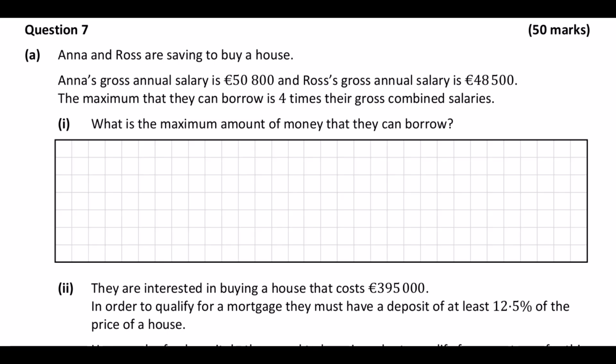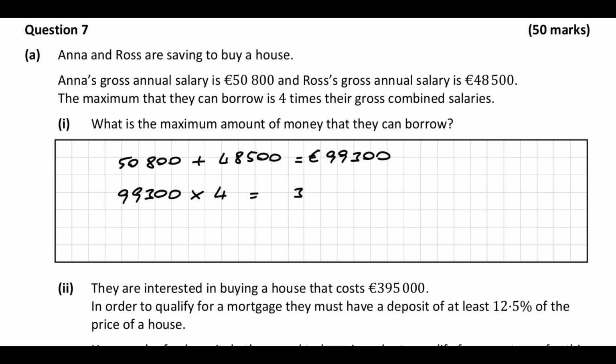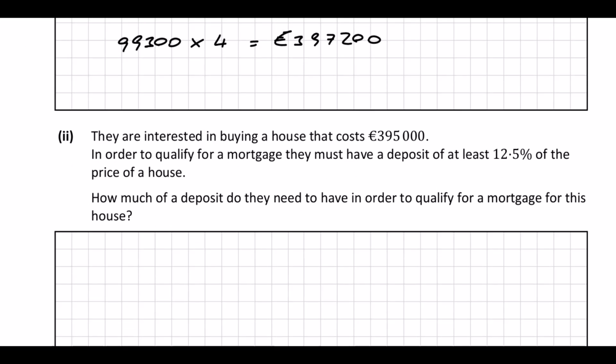So we've got to add their two salaries. So we've got to add 50,800 and we've got to add, let's see, 48,500. When you add those, you get 99,300 euros. So they can borrow 4 times their gross combined annual salary. So we've got to take 99,300 and multiply that by 4. So they can borrow 397,200. Okay, so that's part 1.